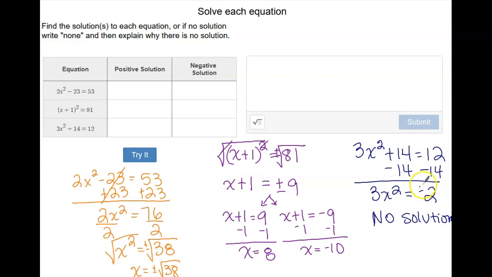So the only way to get a negative number here would be to multiply two different numbers together, one positive and one negative. And that's not the meaning of squaring something. So this one would be no solution.